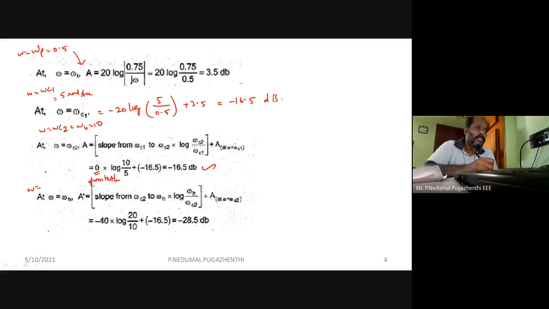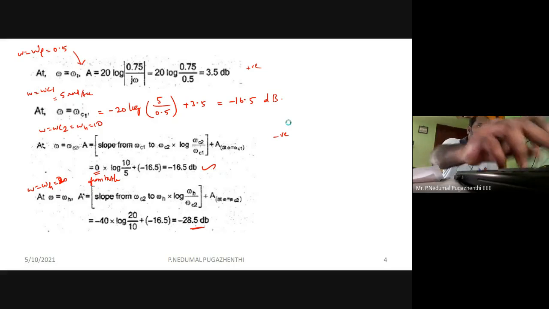The third one is omega chosen to be omega H, which is equal to 20 radians per second. So I replace the slope from the table, the last slope minus 40, into log of the present omega value 20 divided by the previous omega value 10, plus the previous magnitude value minus 16.5. I am getting minus 28.5. You started with 3.5, so it is initially positive, then it goes on to the negative part, so it is crossing the 0 decibel line.